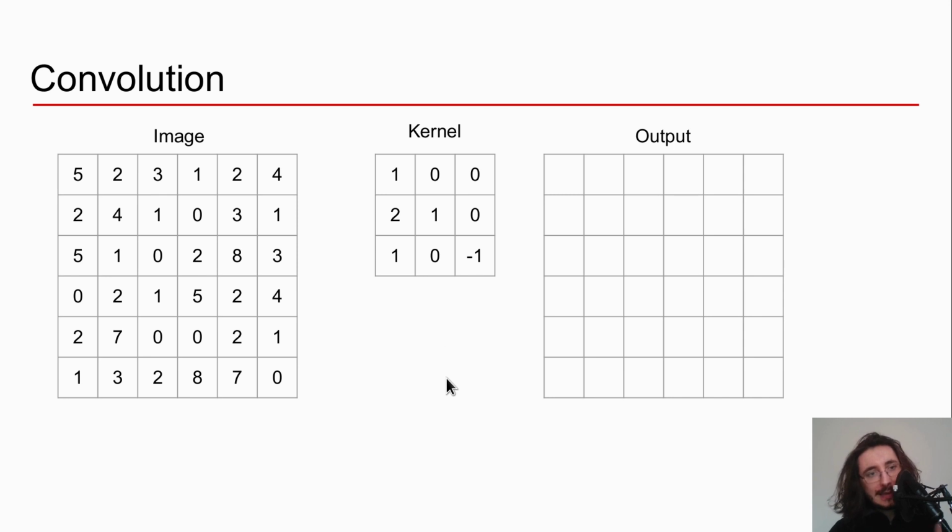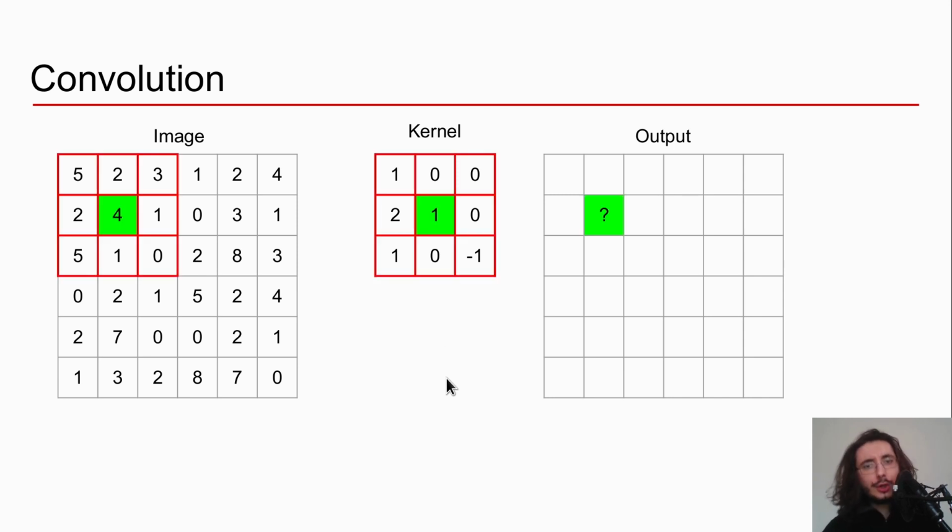Now let's try to understand how convolution works. What we do basically is we overlay the kernel on top of the image. For example, here you'll see that we are overlaying the kernel on top of this initial red square on the image, and we center it around the center of the kernel, and here it corresponds to this 4 that's highlighted in green.